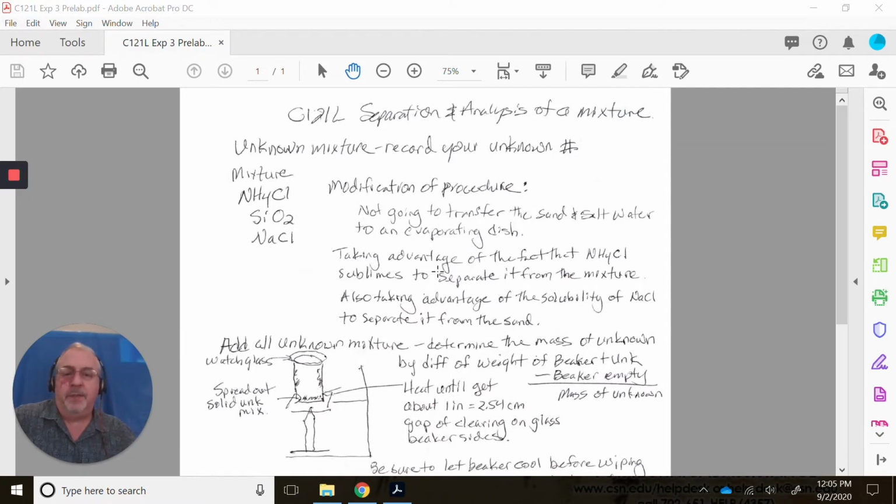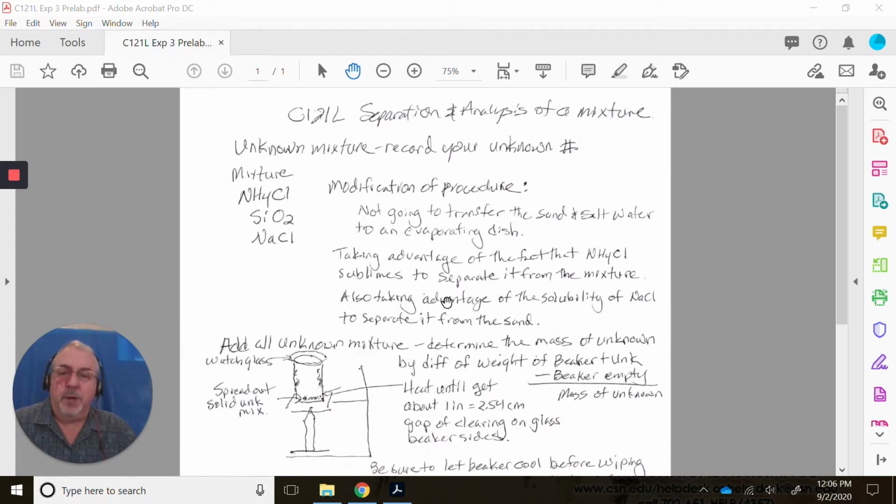So we're going to be taking advantage of different physical properties of these different compounds today. The first one is that the ammonium chloride will sublime when heated. When we heat that, then we're going to be able to separate it from the mixture. He's going to use a Bunsen burner, so he's going to talk about how to use the Bunsen burner. You also want to make sure that when you put your unknown mixture into this beaker that you spread it out so that when it gets heated, it can liberate all of the ammonium chloride.